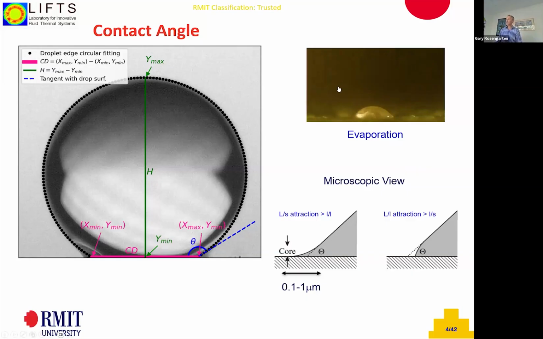It's almost wetting. And you might have seen that internal flow as well, which is Marangoni flow, which occurs through a variety of reasons, mainly thermal reasons. The surface tension changes with temperature.